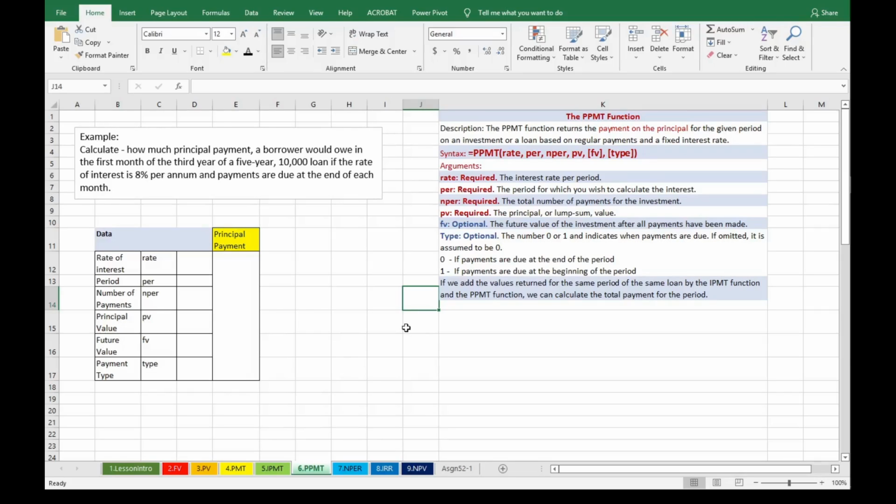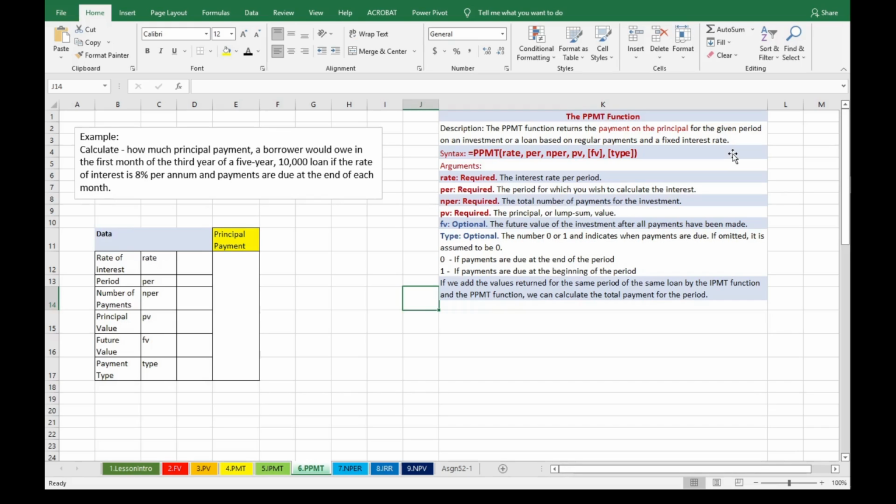Now let's look at the PPMT function. In the last topic we saw the IPMT function, which calculates the interest payment on a loan. Here we are going to see the principal payment. The PPMT function returns the payment on principal for a given period of an investment or a loan based on regular payments and a fixed interest rate.